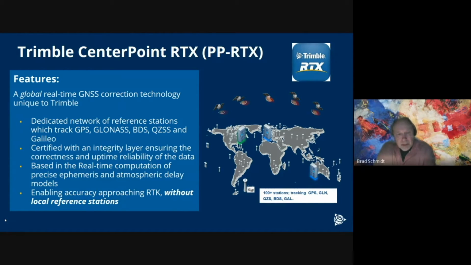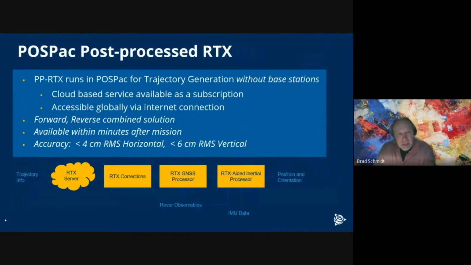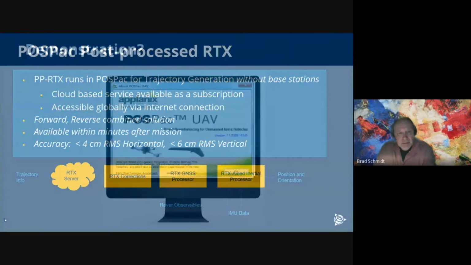And next slide, please. So this is basically how the POSPac RTX solution works. You take your trajectory information and input that into the RTX server. It provides the corrections, processes the data, and then it outputs the position and orientation data needed to support the correction services within POSPac UAV. If I could have the next slide, please.